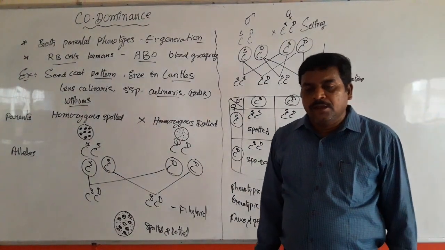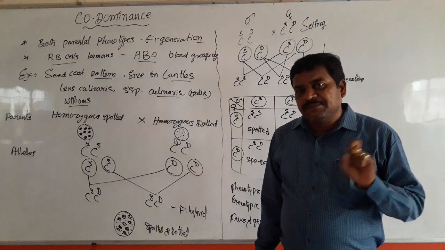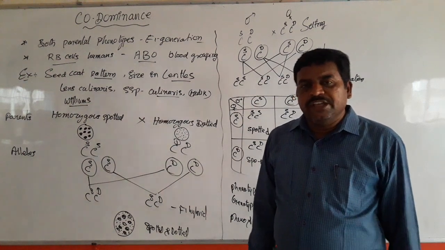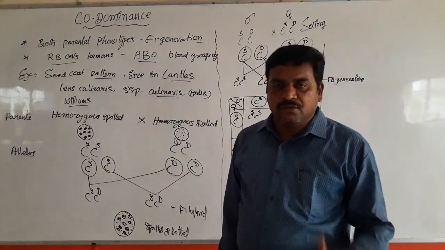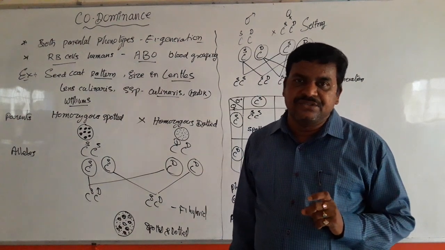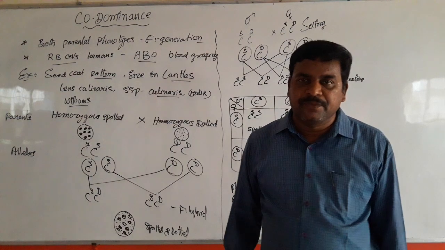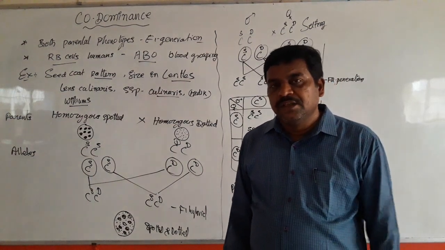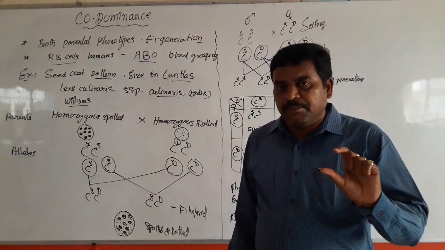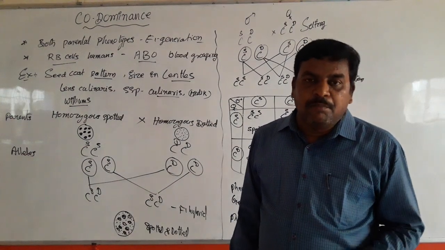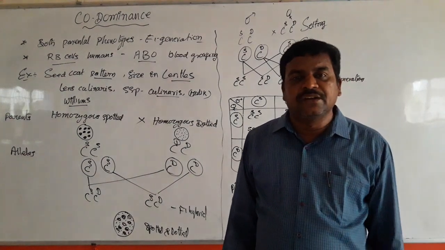Students, now coming to another very important point. According to the concept of Mendel, every character is controlled by one gene, meaning one gene is responsible for the expression of one character. But sometimes a single gene may express multiple characters, that is, more than one character.